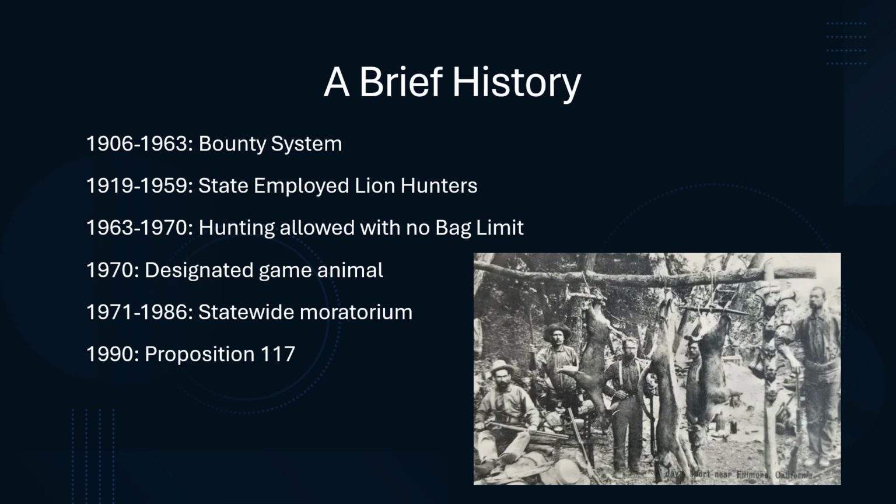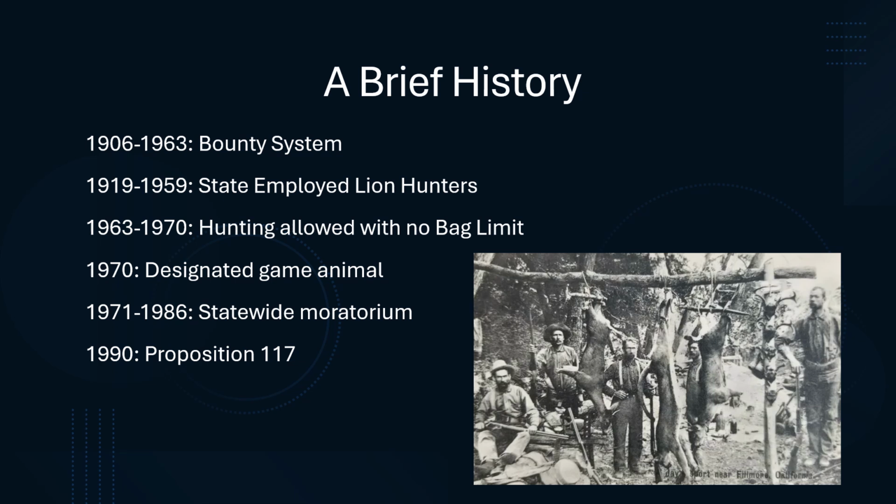And in 1990, California voters passed Proposition 117, which permanently banned the hunting of mountain lions in the state. And it must be highlighted that this was a proposition that was passed off of public opinion and not management biology.